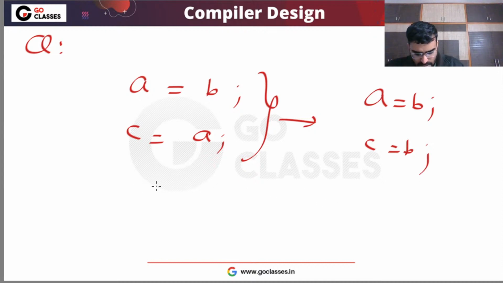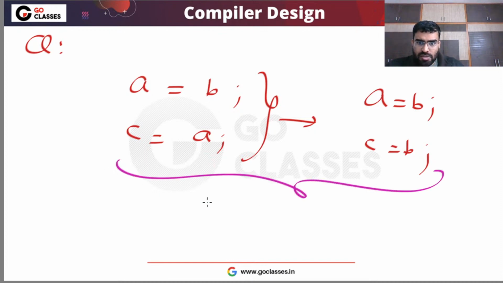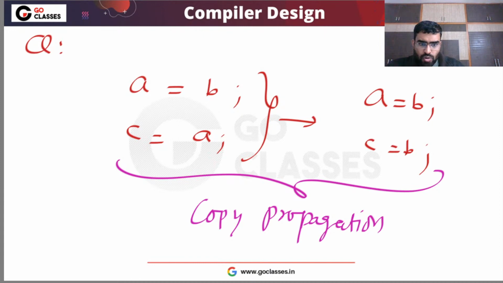What is this? Is this copy propagation, or common subexpression elimination? Which type is this? Here you can notice, this is copy propagation.